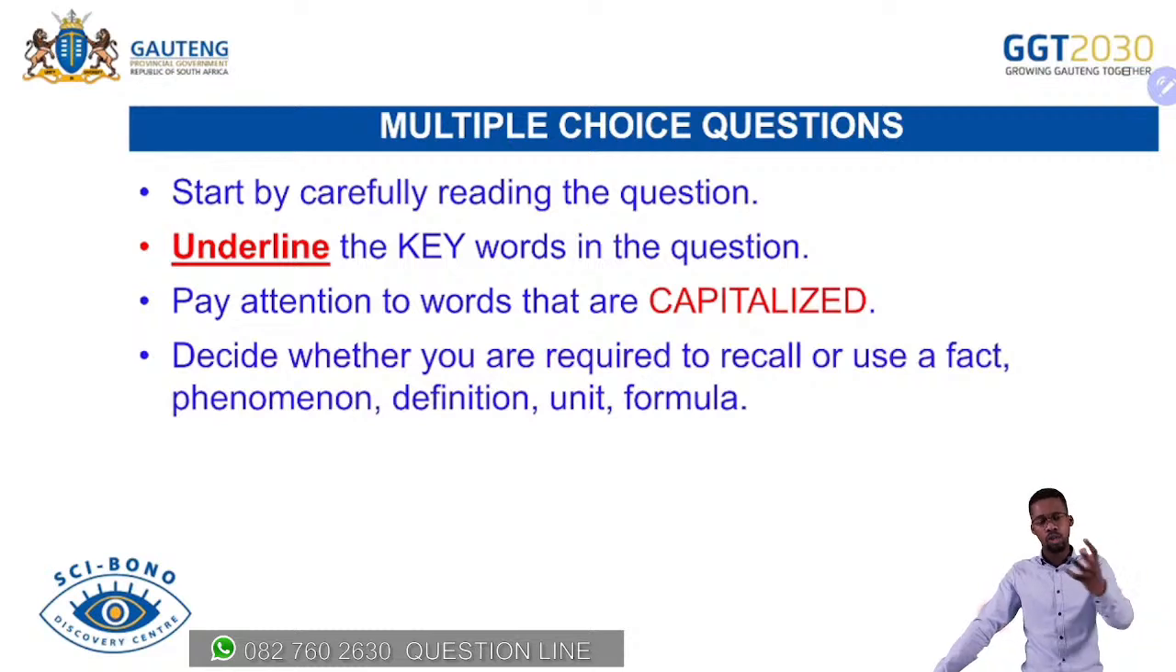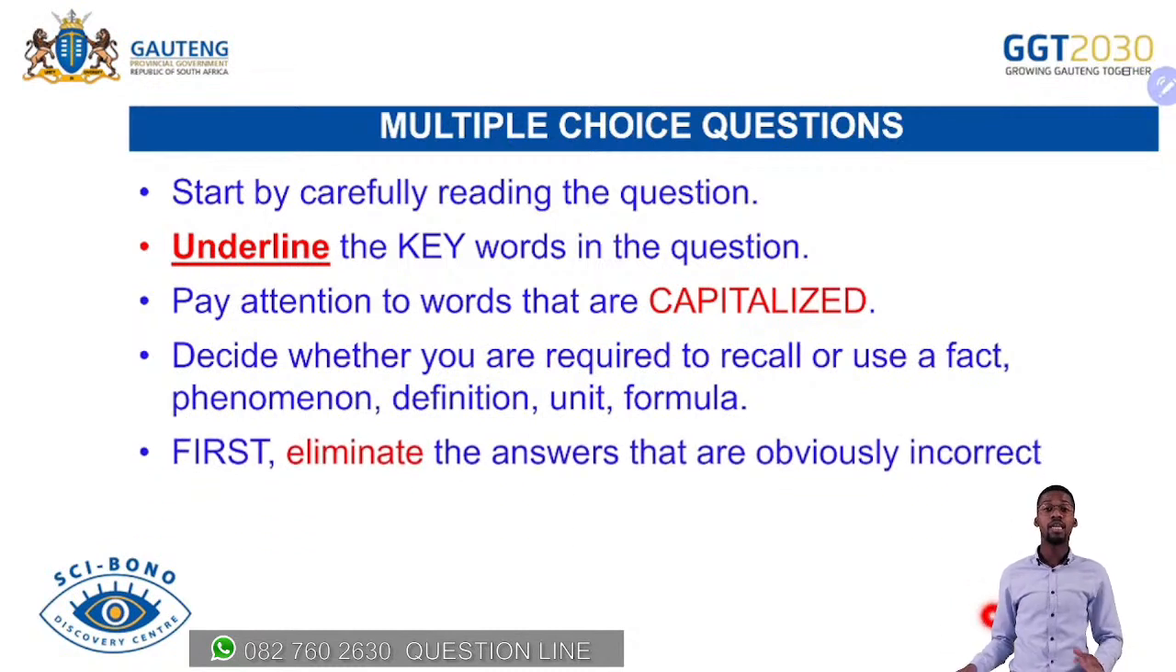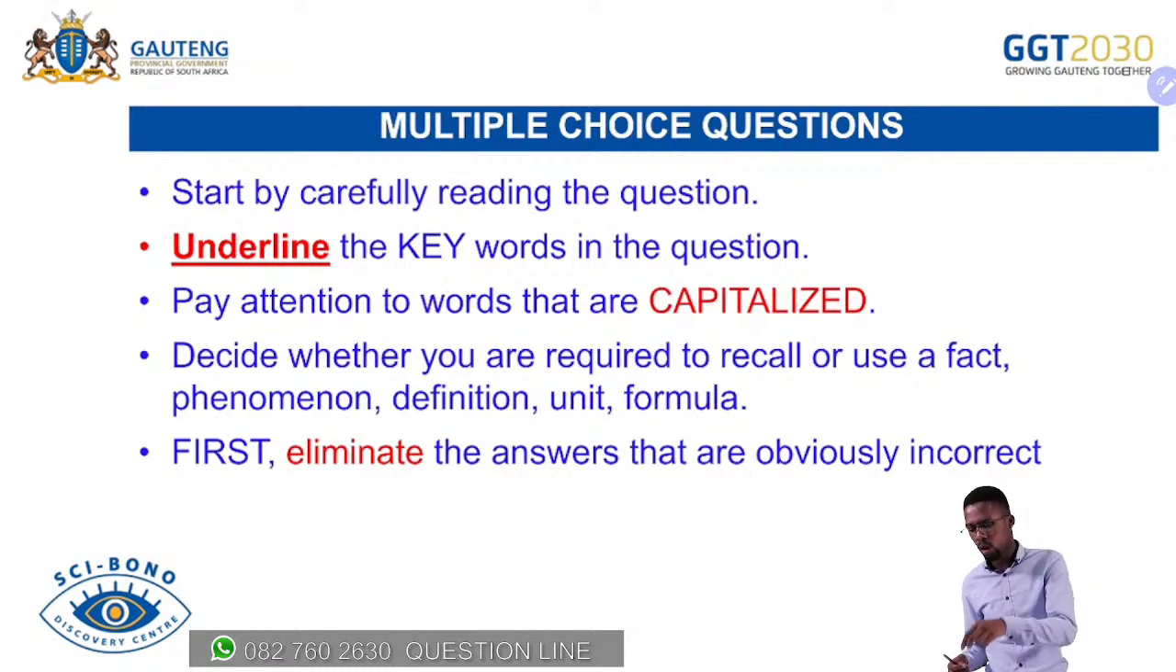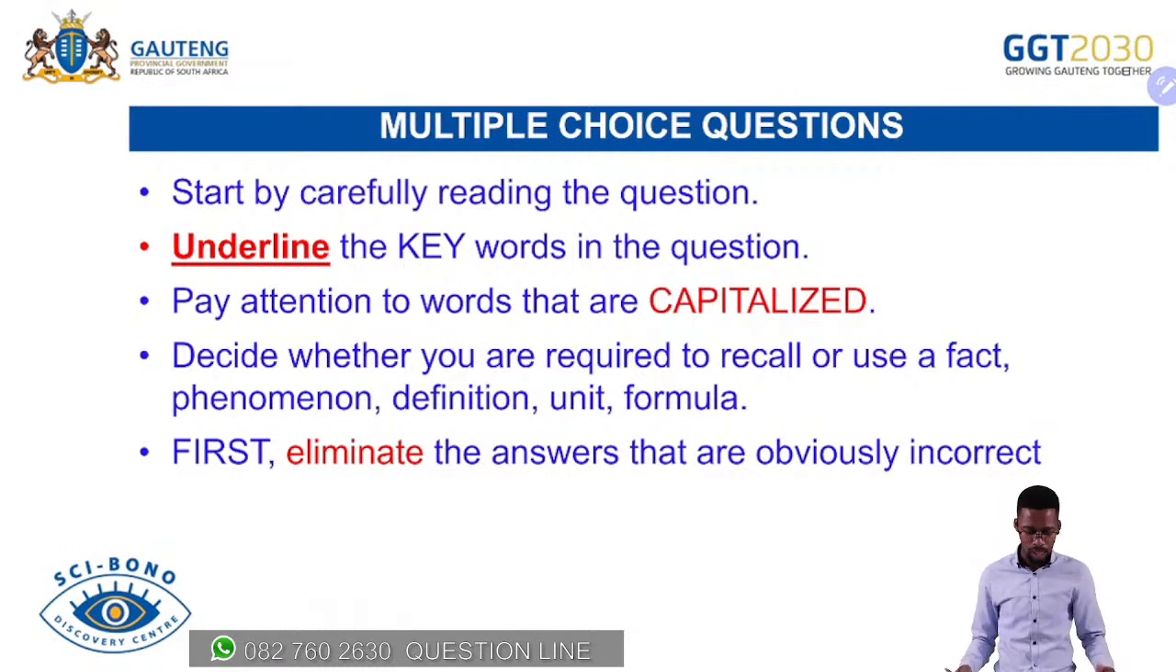And then you decide, what does the question want? Does it require you just to recall information? Does it require you to analyze information? Does it require you to do some calculation or use some unit or formula? And then you start to eliminate all the incorrect answers so that you are left with possible correct answers. Then you choose the best answer from there. So it's very important to do this. When we deal with multiple choice, have a strategy of dealing with it. Underline the keywords, pay attention to those capitalized words, and start to eliminate all the incorrect answers.